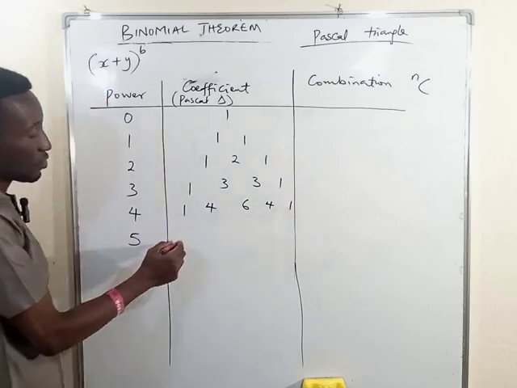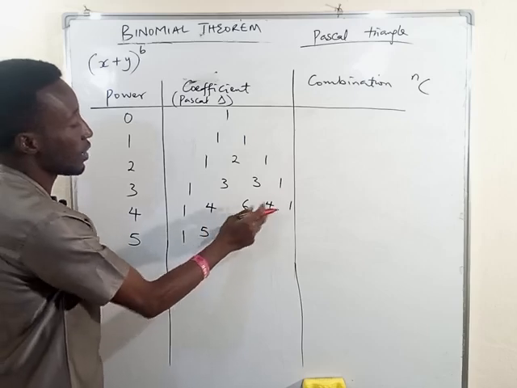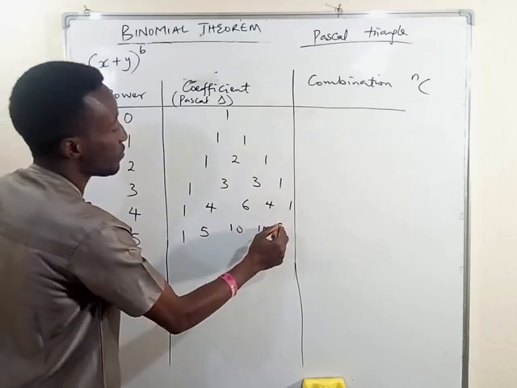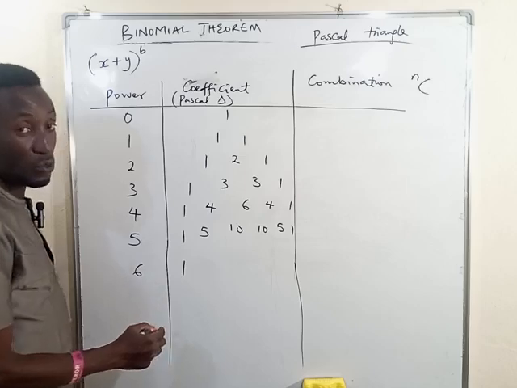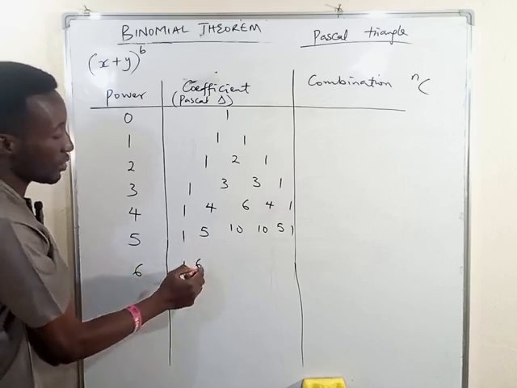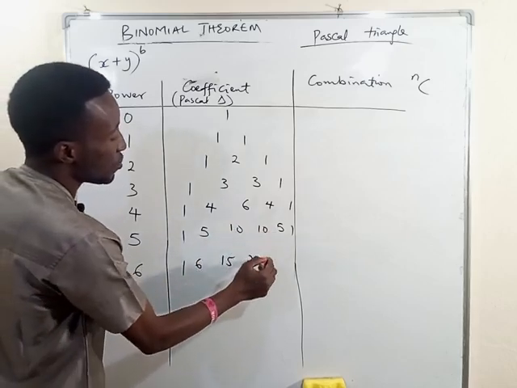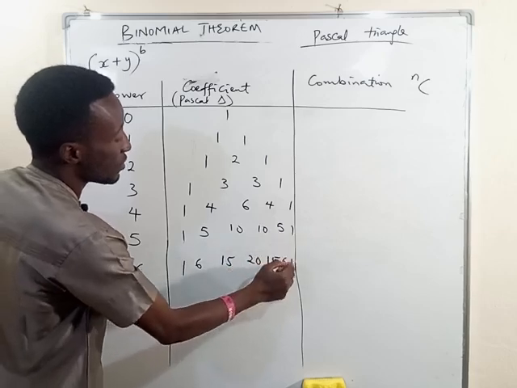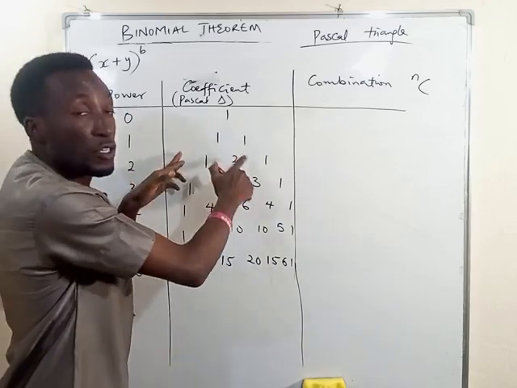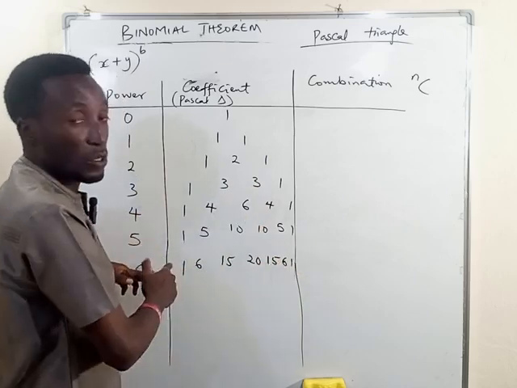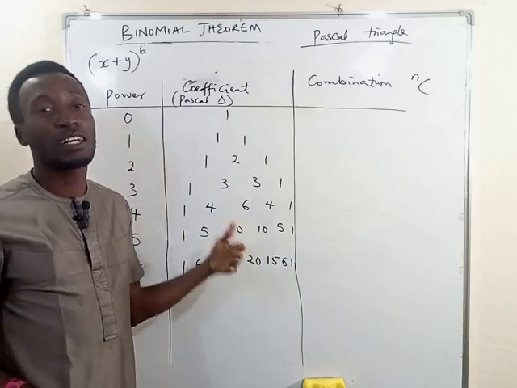For power 5, you have 1, add in between 5, add in between 10, add in between 10, add in between 5, and then end with 1. For power 6, you start with 1, and then add in between 6, add in between 15, add in between 20, add in between 15, add in between 6, and then 1. So this is how you form the triangle. You observe that it's actually forming a shape, which is a what? Triangle. So this is how you get the coefficient from your Pascal triangle.